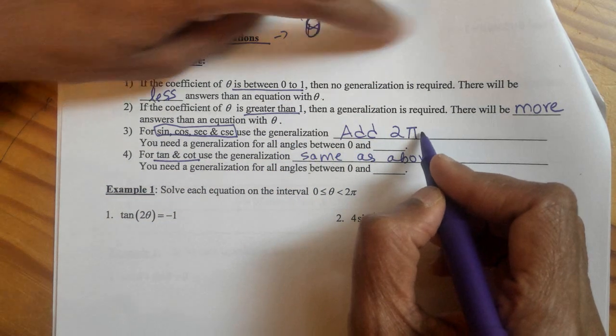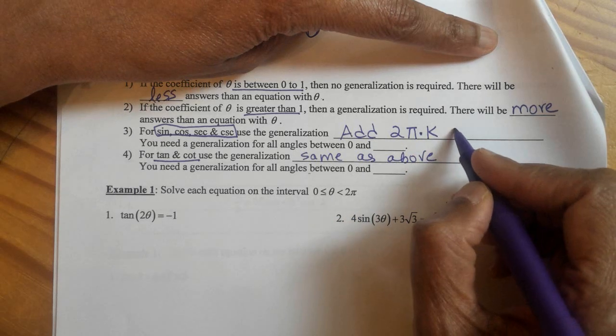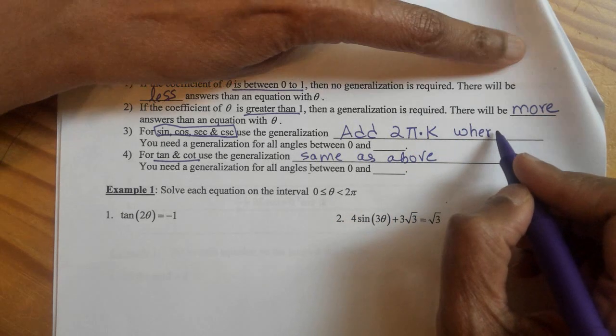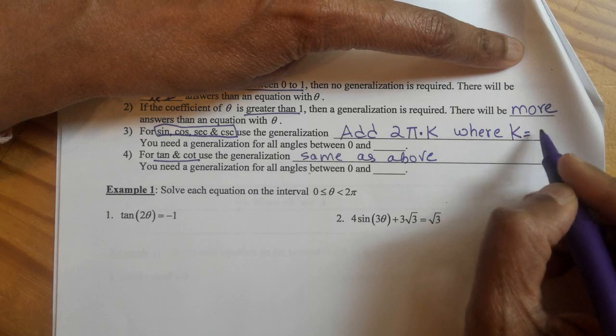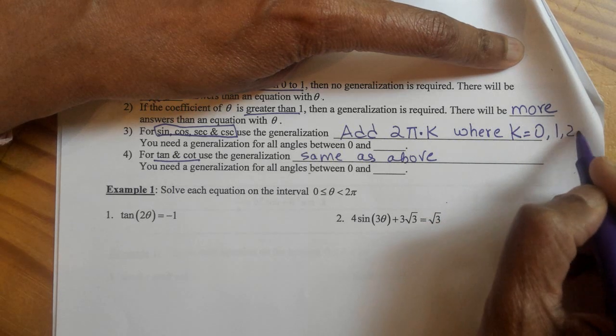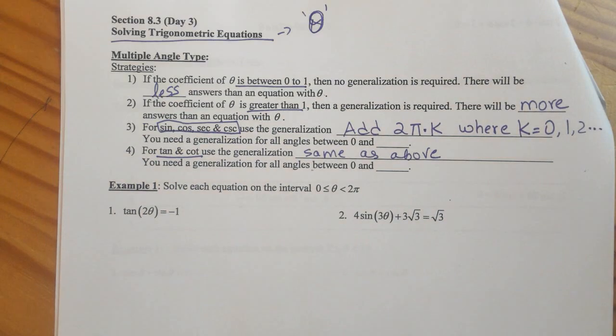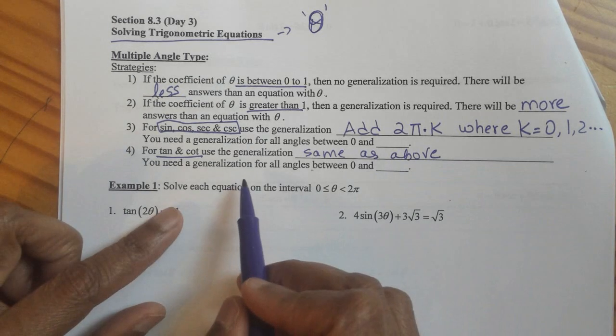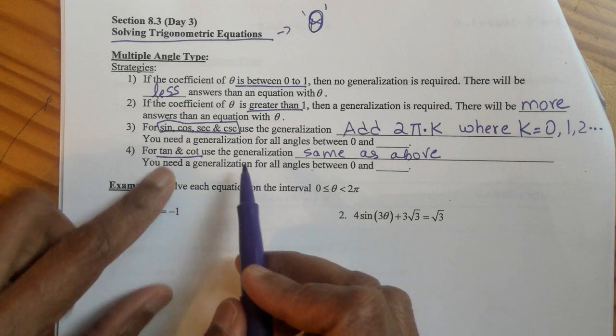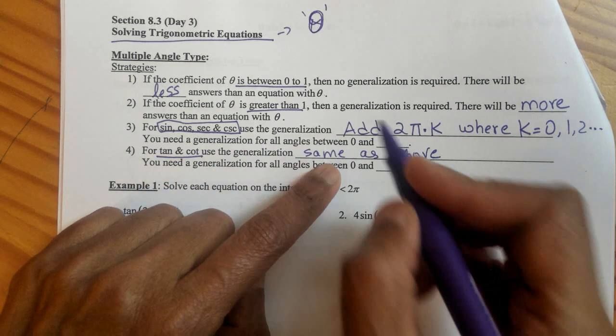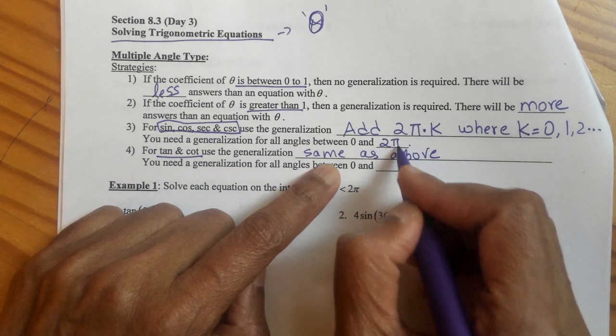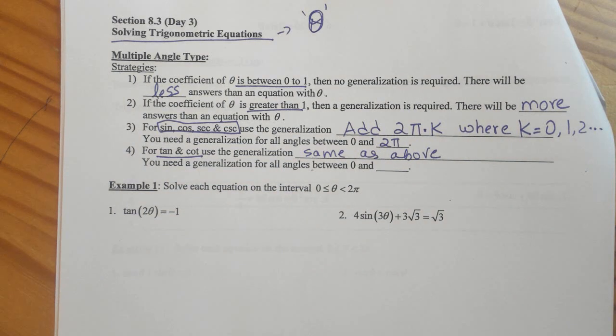2 pi k, where k is an integer. That means starting at 0, 1, 2, and so on. It'll keep going depending on how many values of k you need to use. And you'll see that. And you'll need a generalization for all angles between 0 and 2 pi. That's where your solutions are going to be, and that will actually be given in the question.